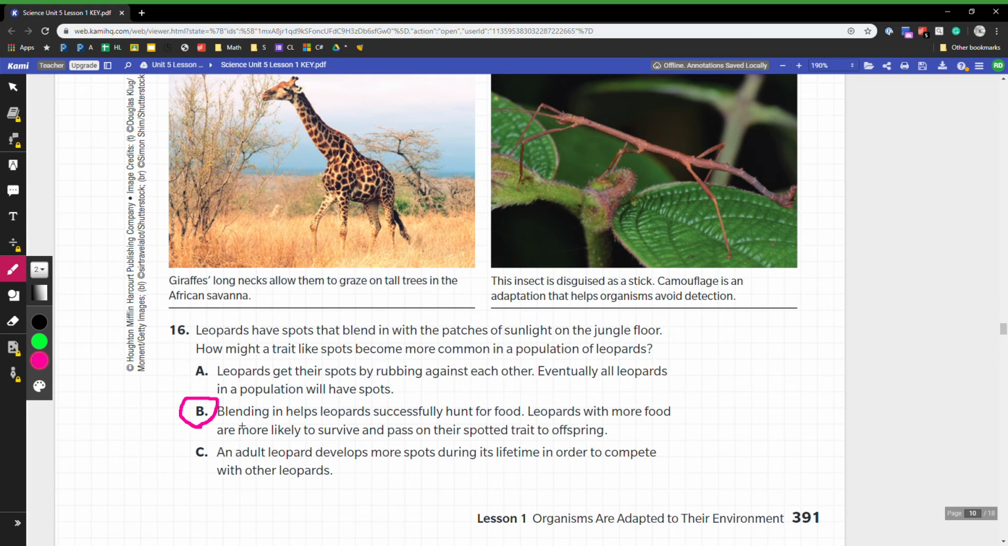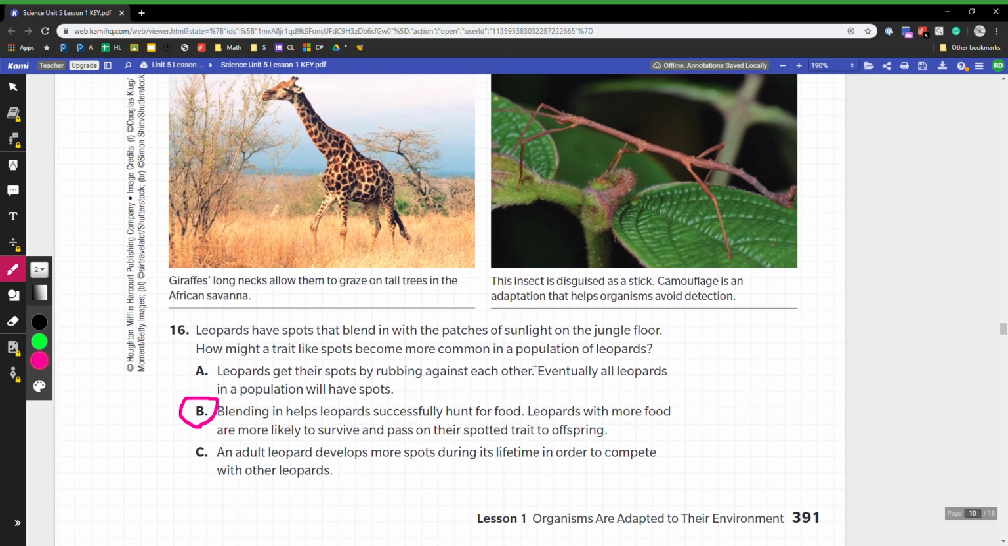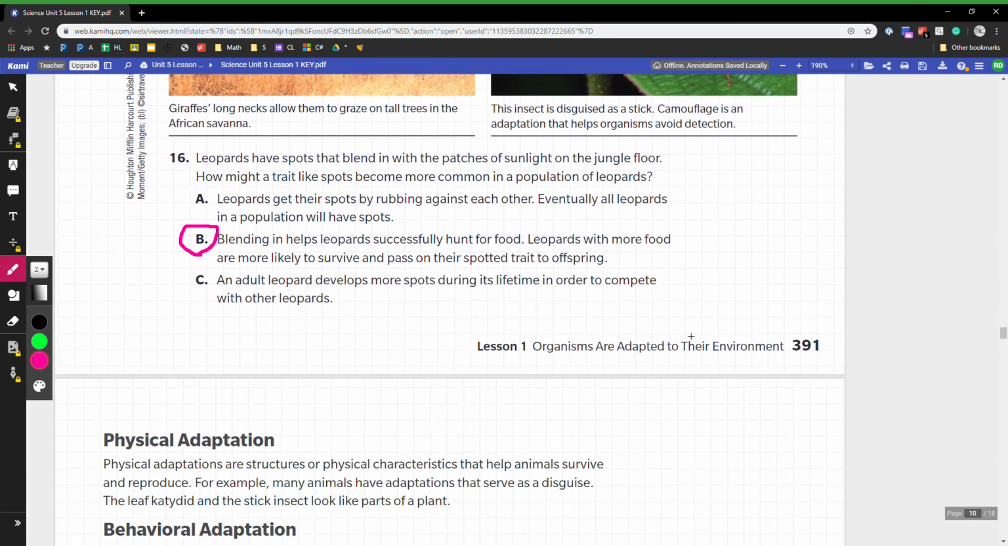They get them because blending in, right, blending into the environment more will help the leopard successfully hunt for food, and because it's their camouflage, and because they can successfully hunt for food, they're more likely to survive, and so they get to pass their traits on to the others. So a leopard with no spots and a leopard with a bunch of spots, one of them would obviously be able to survive a lot easier. So it would be able to also reproduce easier.